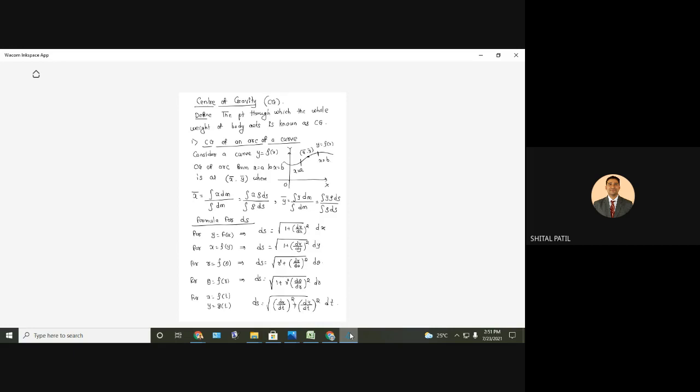For the center of gravity of an arc, probably no question will be asked, and if it will be asked, it will be on the formulas. Okay. सगळं ठेवायचं. हा हे लक्षात ठेवायचं.